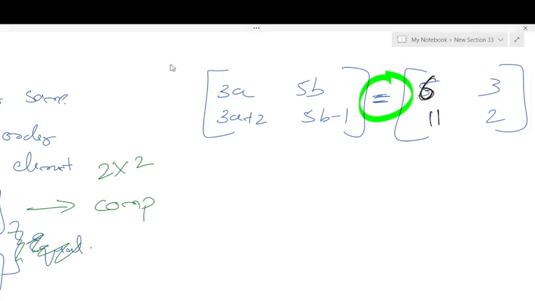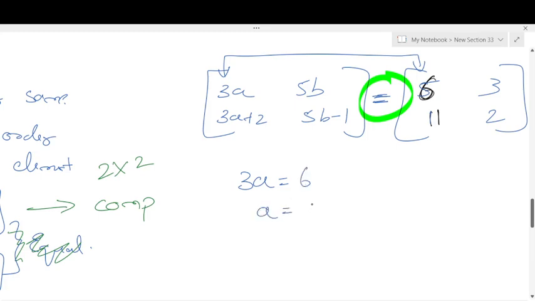Now, if it is a equal matrix, what did I tell you? Each and every element should be same. Order also should be same. Element also should be same. So which two elements are same here? 3a should be equal to what? 6. Then what is the value of a? A is equal to 2. That's it. Just one simple linear equation. Now can you find the value of b?